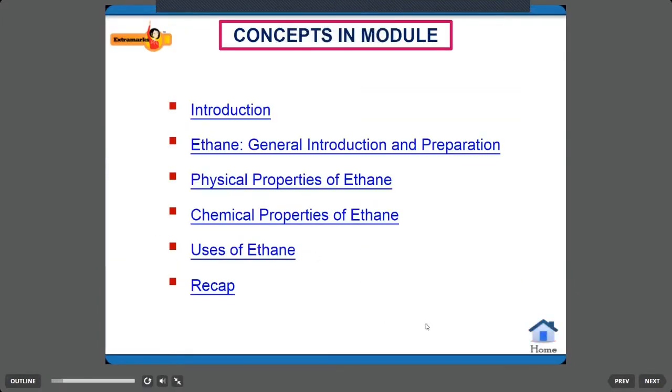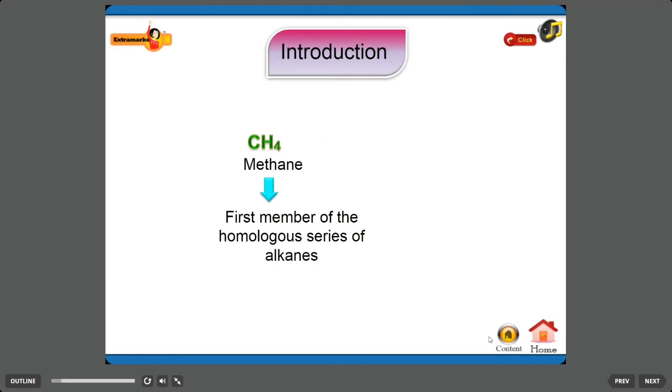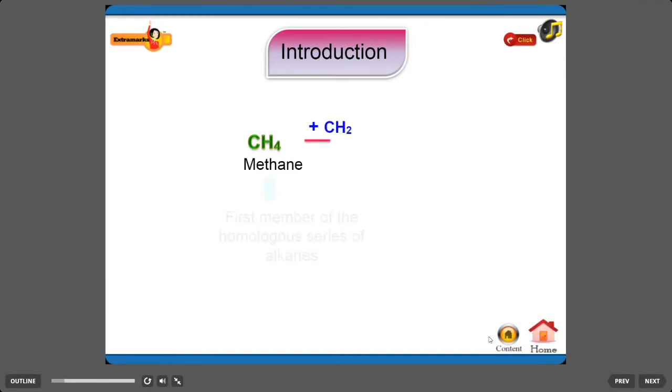In this module, we will study general introduction, preparation, physical properties, chemical properties, and uses of ethane. Methane is the first member of the homologous series of alkanes. On adding a CH2 unit to the molecular formula of methane, we get the second member of the homologous series of alkanes, which is called ethane.